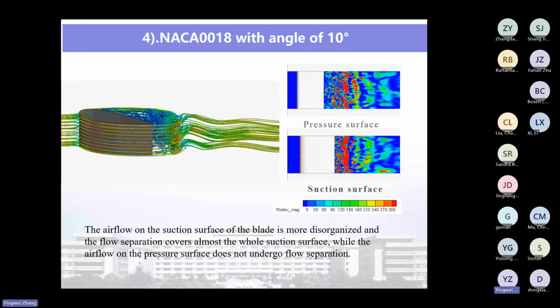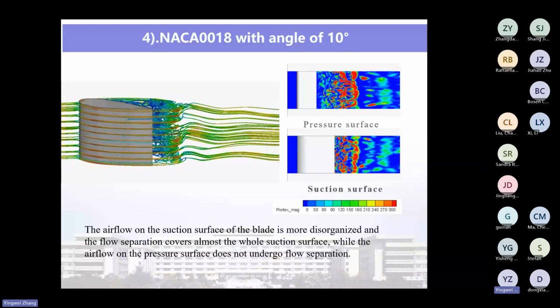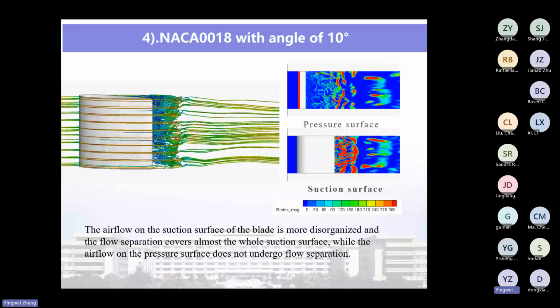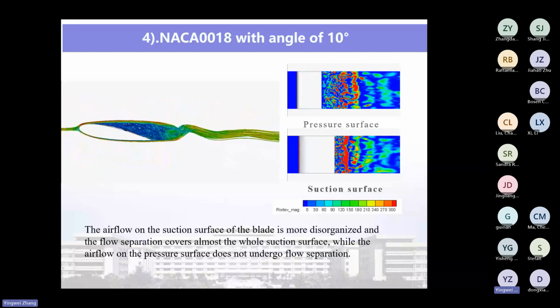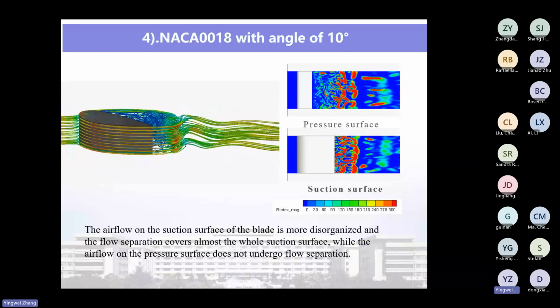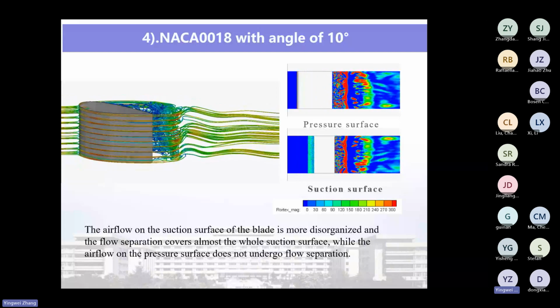From the streamline, it can be seen that when the angle of attack is 10 degrees, the airflow on the suction surface of the blade is more disorganized and the flow separation covers almost the whole suction surface, while the airflow on the pressure surface does not undergo flow separation.